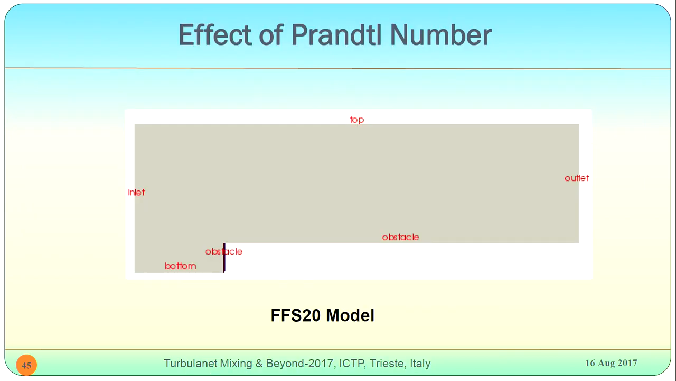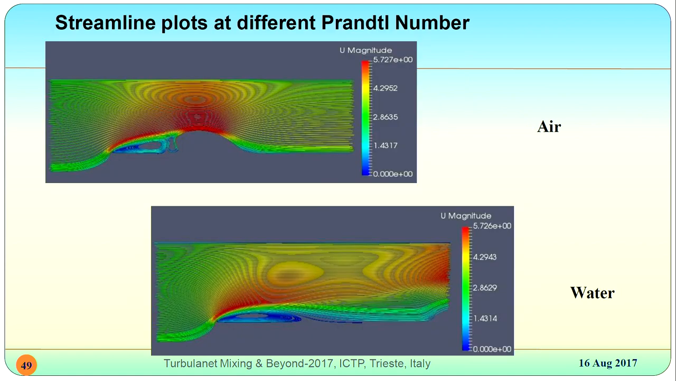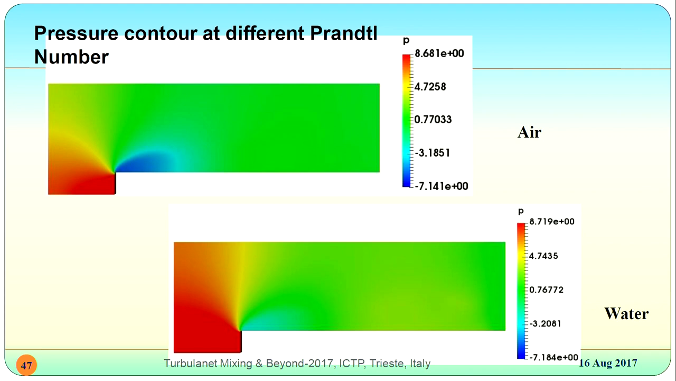Subsequently I have also studied the effect of Prandtl number, that means we changed the fluid and looked at what happens. This is the pressure contour. We have taken two fluids, one is air and the other is water. With that, what is the effect coming?